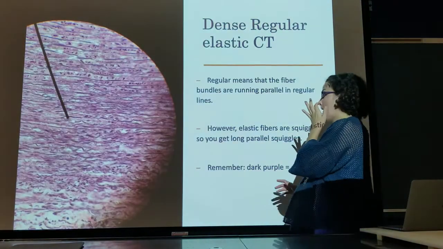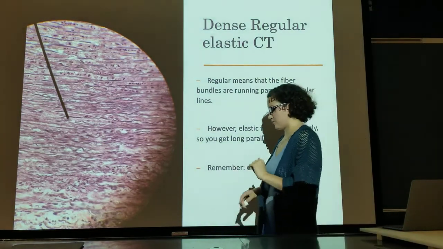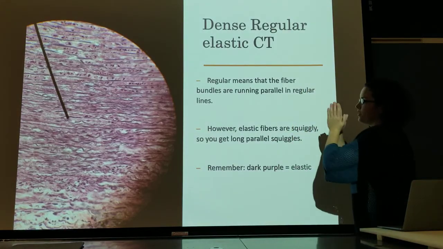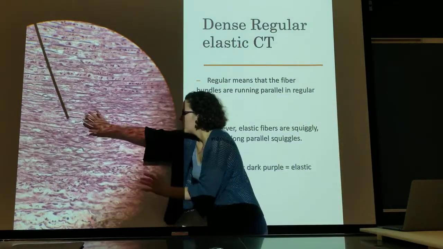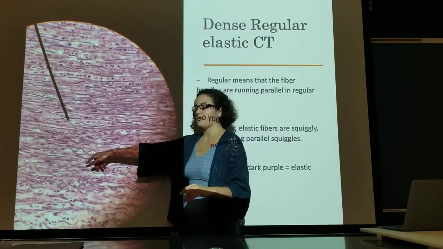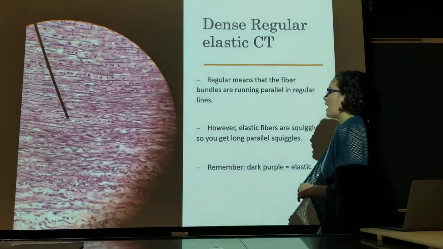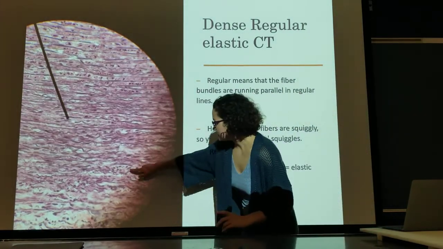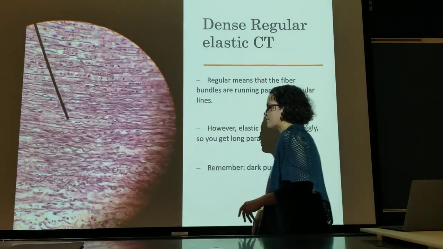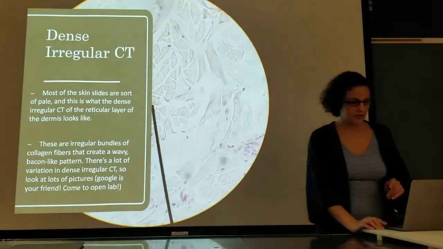All right, so next you have dense, regular, elastic connective tissue. So it's still nicely dense, packed, parallel, organized fibers, but instead we have wavy, crazy, elastic fibers, all right? There are still fibroblasts. You can see those purple dots, but now you have all those purple fibers. Purple is elastic, all right?